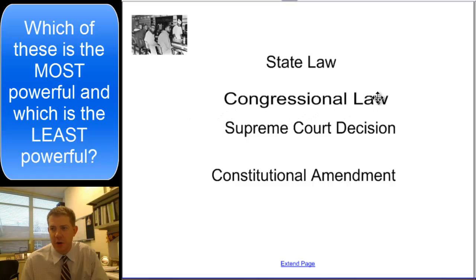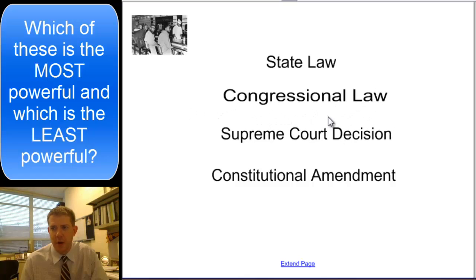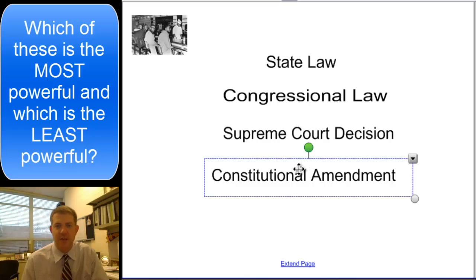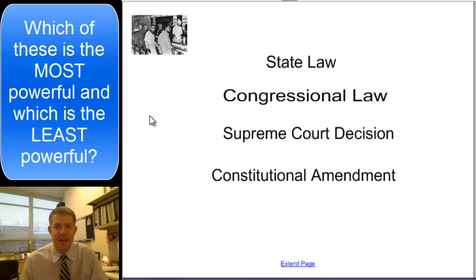So this is the order that they would go. The same with the congressional law: the Supreme Court can find it unconstitutional, and you can add it to the Constitution. So maybe take a second and summarize that for yourself if you need to in your notes.